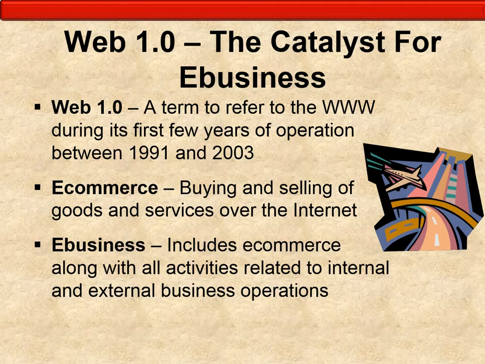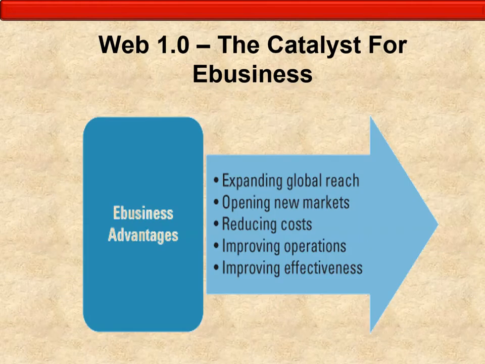E-commerce is the buying and selling of goods and services over the internet. And e-business is conducting e-commerce over the internet. Make sure you understand the difference between those. Here, advantages include expanding global reach, opening new markets, reducing cost, improving operations, and improving effectiveness. I think those are kind of self-explanatory there.